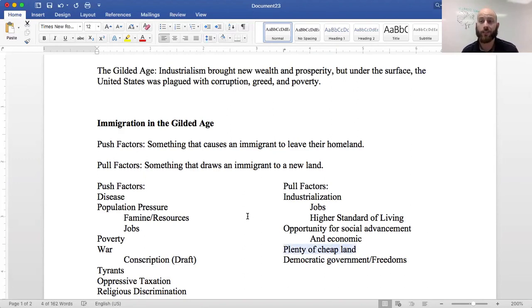We also have plenty of cheap land. You're going to see this a lot with immigrants, especially with James J. Hill's Railroad up in the northern and northwestern United States. This area right here, we have a large German population. That's an immigration thing. And then democratic governments and freedoms, right? We have a democracy, not the Democratic political party, but an idea of popular sovereignty. People are in power. So we have democratic government and we have freedom, like religious freedoms, that make it attractive.